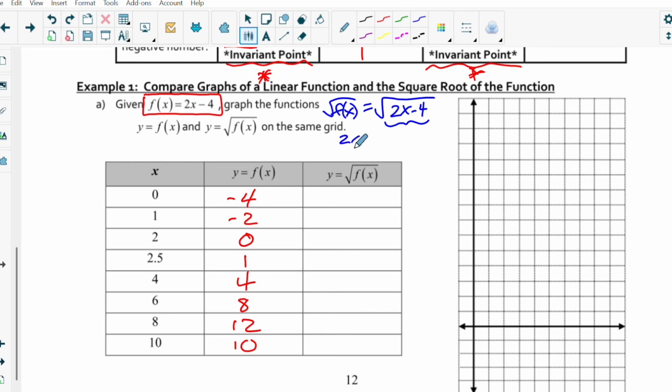Here's the trick here. This part, the radicand, 2x minus 4, we know that has to be greater than or equal to 0. So if I solve for x, that's 2x is greater than or equal to 4, x must be greater than or equal to 2, so that I have real number answers. So that's my domain. So when I have an x value of 0, well, it's less than 2, right? So it doesn't fit the domain, so this is undefined.